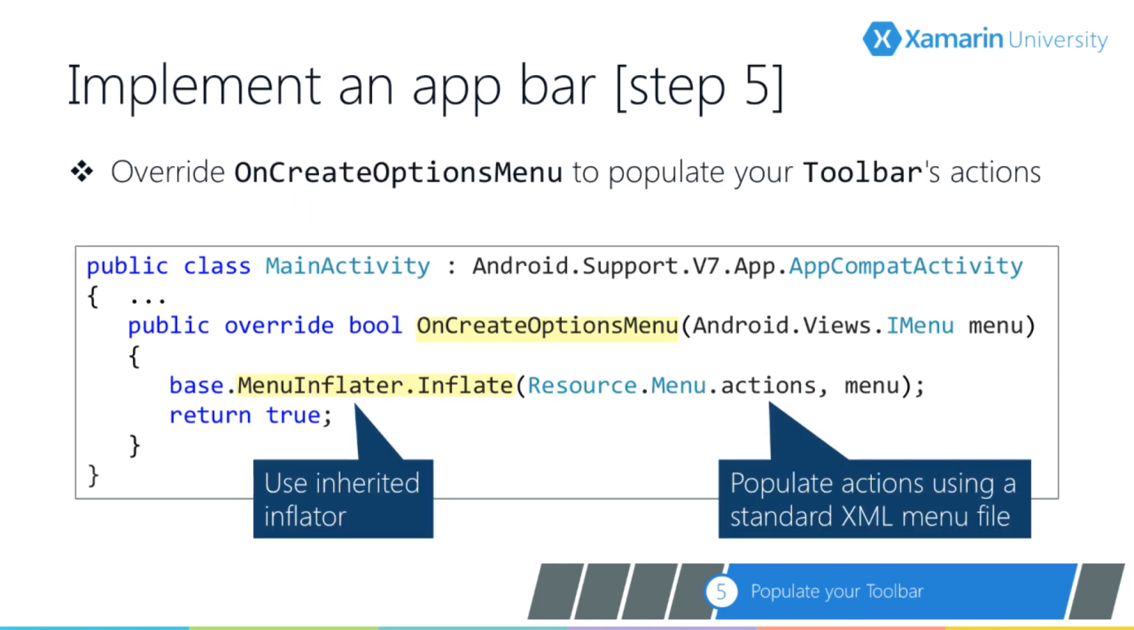Here's the first case. Instead of calling inflate directly on the toolbar, we instead override this activity method. And this is just a regular old activity method. This isn't anything special from app compat activity. So we override on create options menu. Instead of calling inflate directly on the toolbar instance, we use this menu inflator here. And this is the XML file identifier right here. And we automatically get handed the menu that is our actions menu within our toolbar.